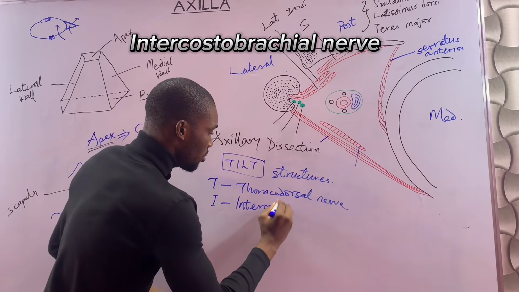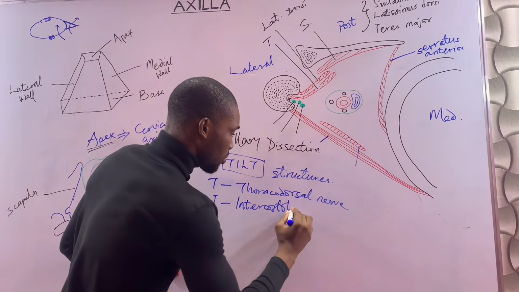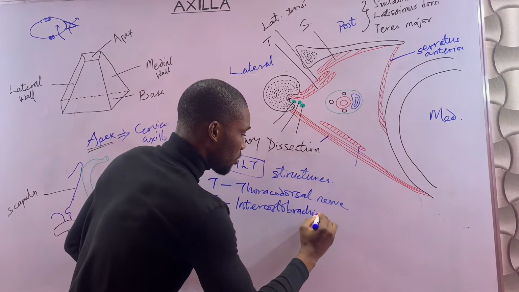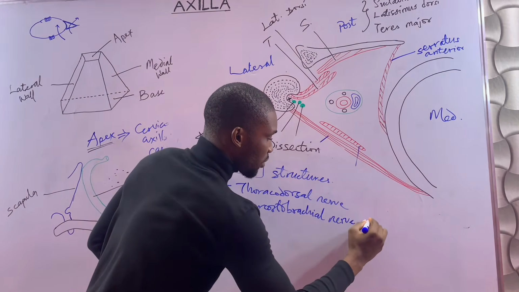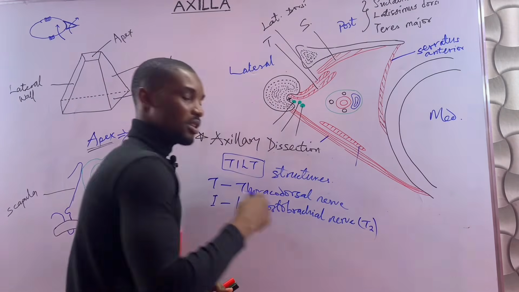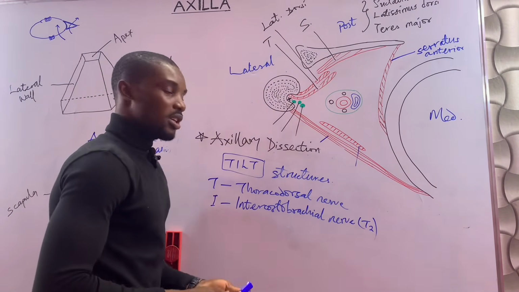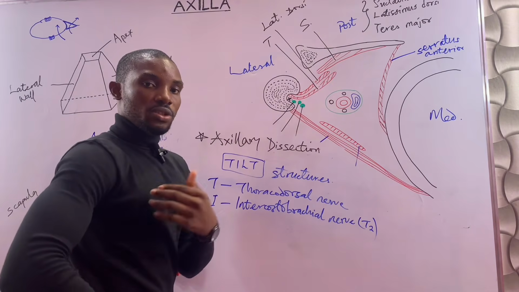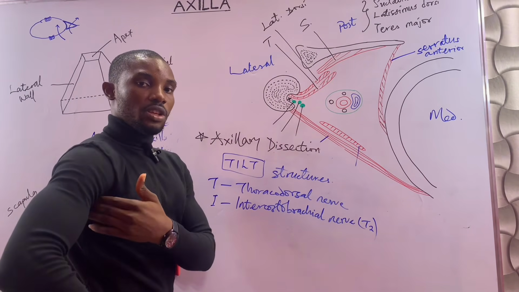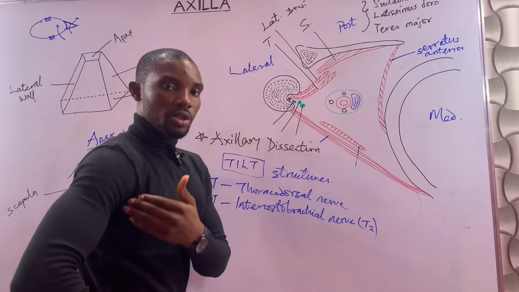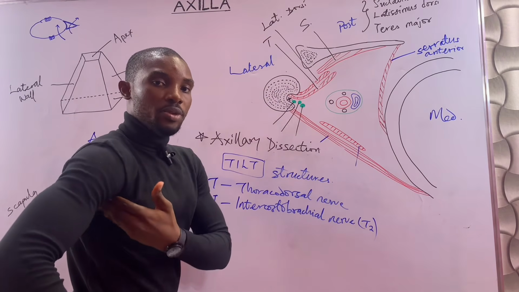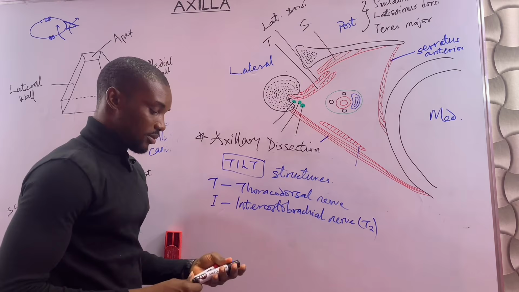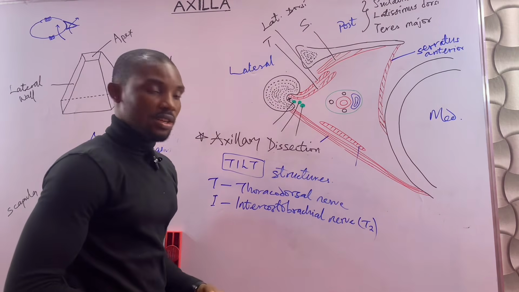intercostobrachial nerve. So what's the intercostobrachial nerve? If you've been following, you will know that the intercostobrachial nerve is from the T2 root, and it runs from the thoracic region through the axilla in a horizontal fashion to the arm. That's the medial aspect of the arm, to supply the medial aspect of the arm and the floor of the axilla.